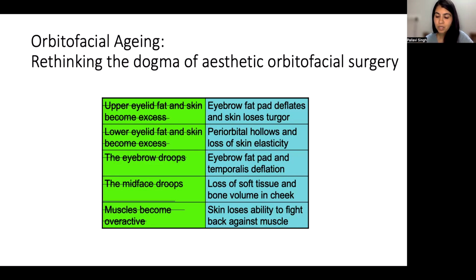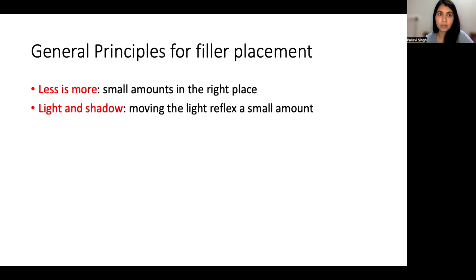So, keeping that in mind, the goal of using hyaluronic acid fillers for aesthetic treatments is to basically revolumize the face, replenish that lost volume that we lose with aging. General principles that I like to keep in mind when injecting fillers: first of all, less is more. It's very important that you understand that injecting small amounts in the right area may take you a long way rather than injecting large amounts everywhere else.